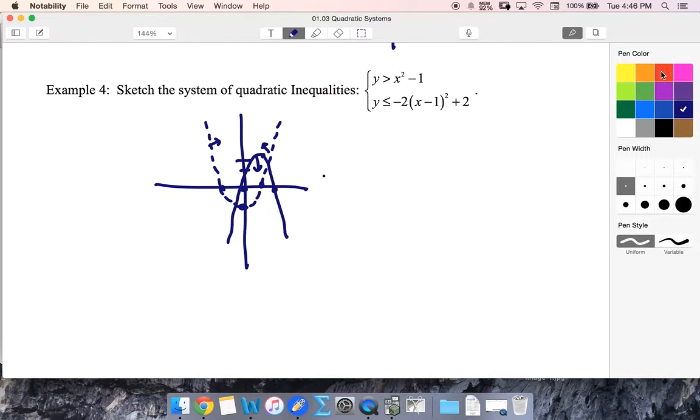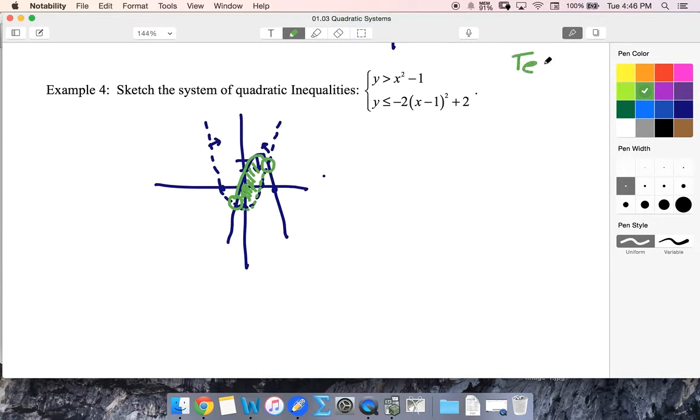So I'm going to have, let's use a nicer color. Open circle, solid line, dashed line, and highlight everything in the middle. So there's my set of solutions. 0, 0 should be a solution. I'm going to check it.